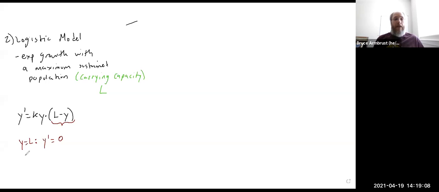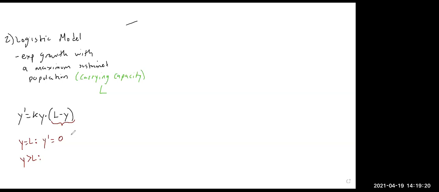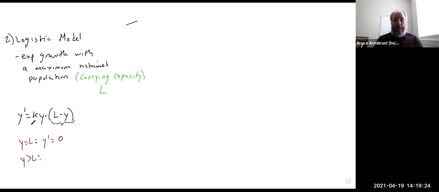Okay, so that makes sense. What if y is bigger than L? What happens to L minus y? It's negative. That guy's negative, the ky is still positive. So we get y prime is less than 0, which means that the population decreases.